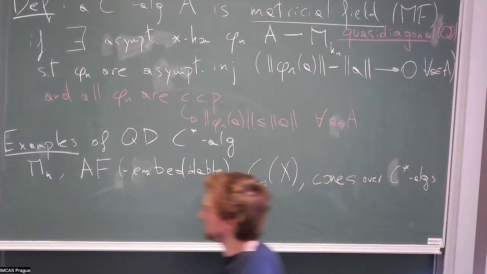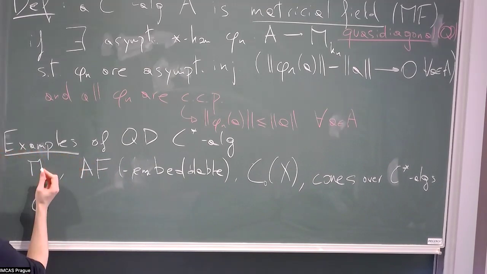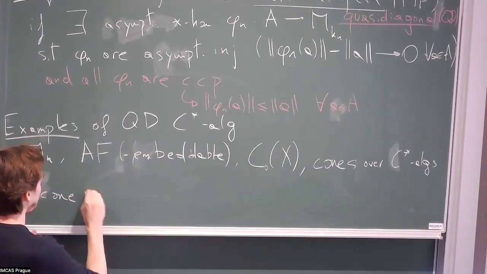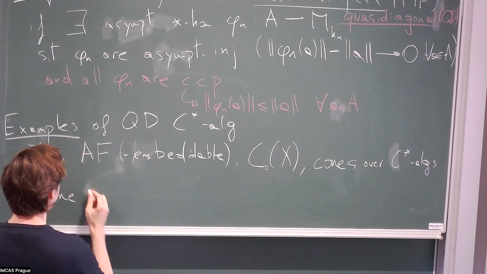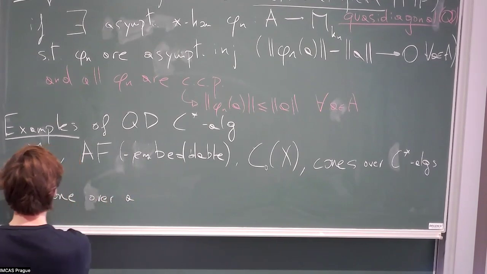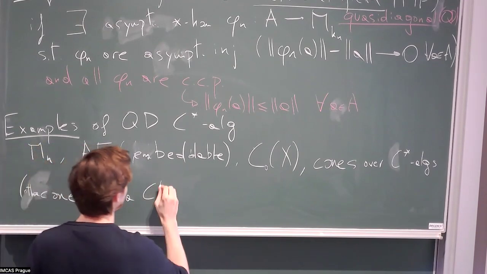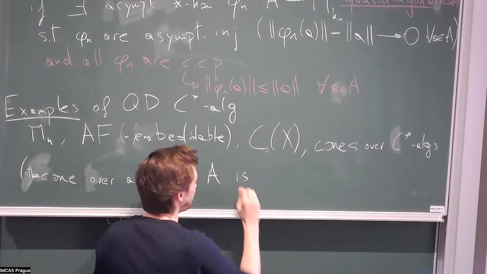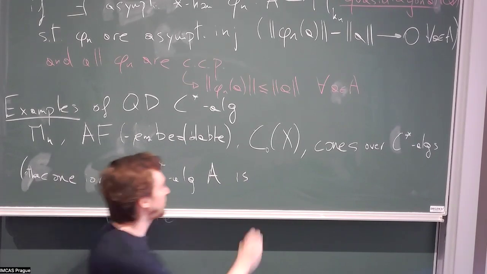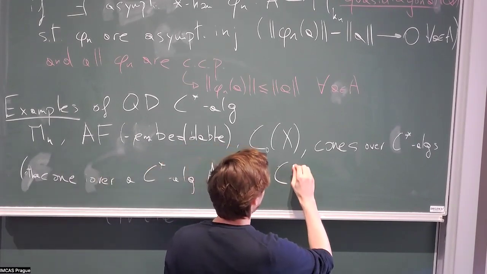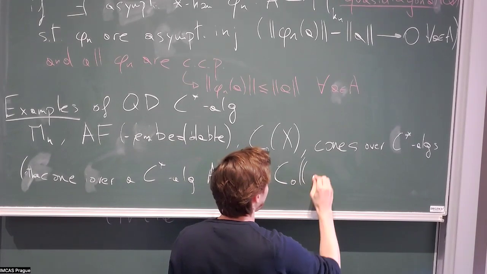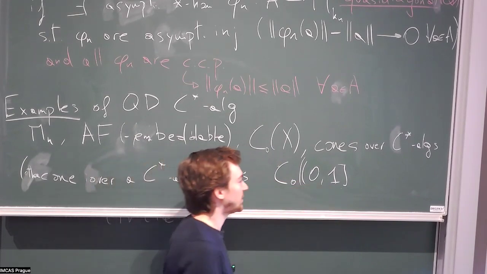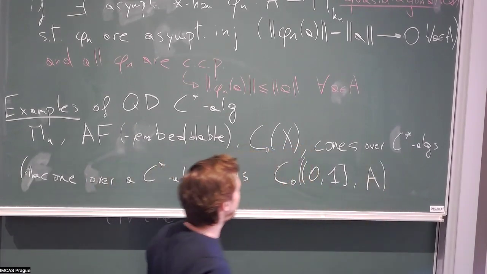So a cone over a C-star algebra A is defined as the continuous functions from the unit interval into the C-star algebra A, which vanish at 0.